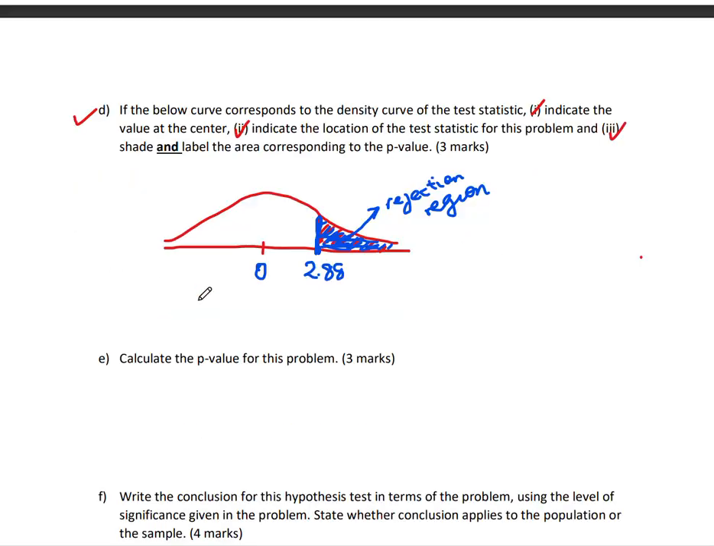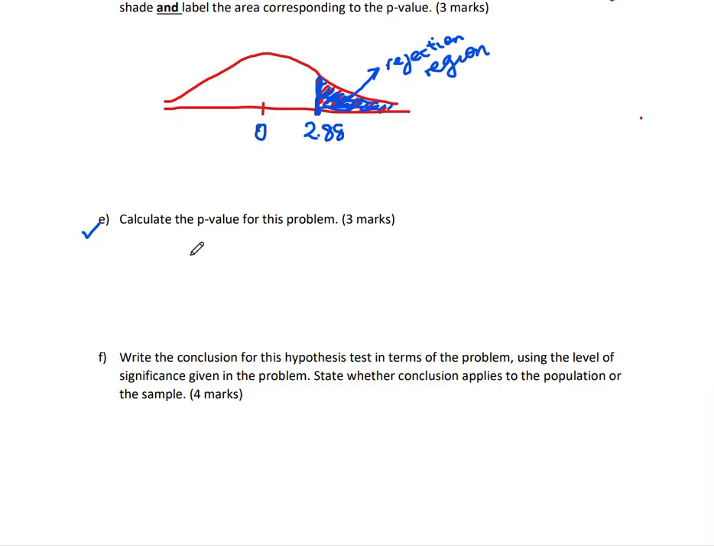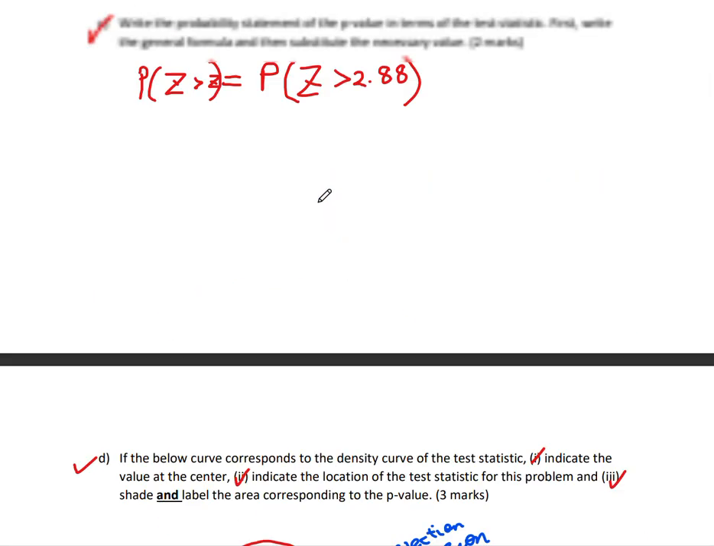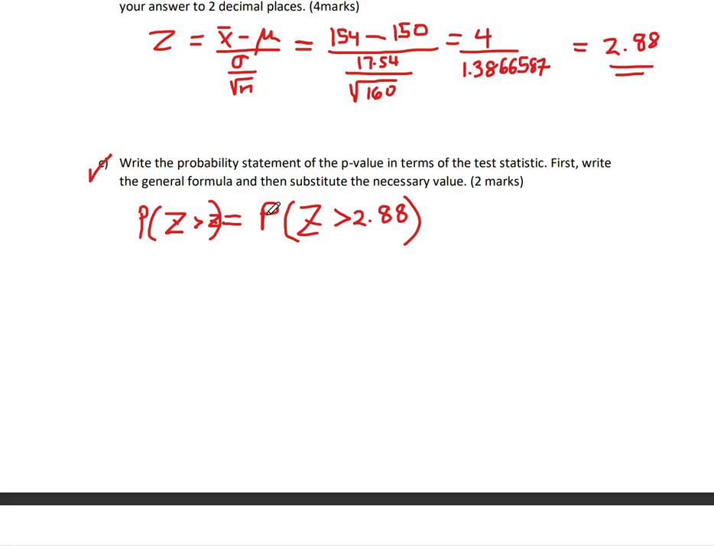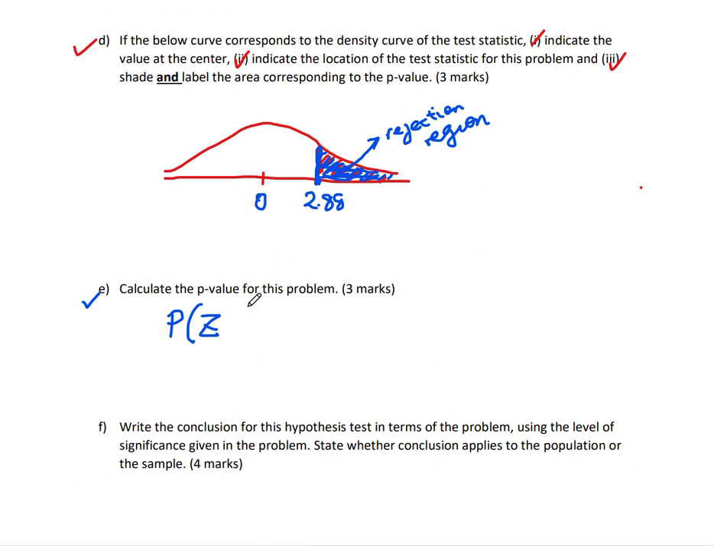So that satisfies question D. And in question E, we're asked to calculate the p-value. And this is really simple. The p-value here would be the probability that Z, coming from the statement that we wrote here, is greater than 2.88.